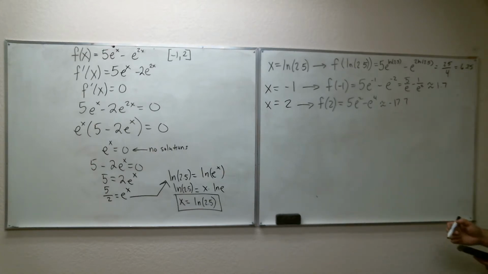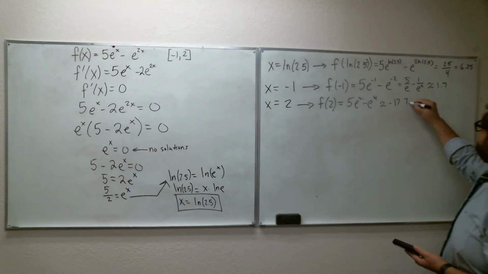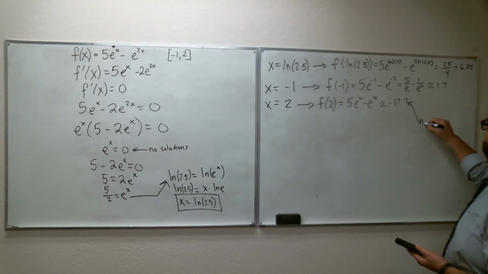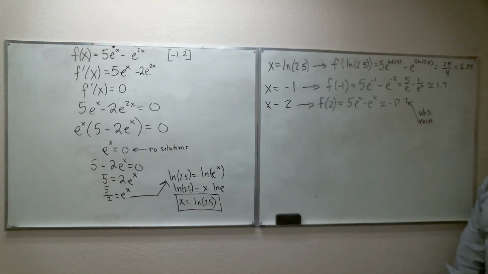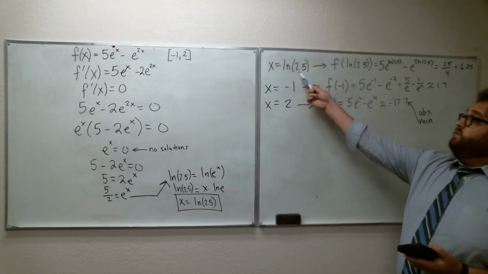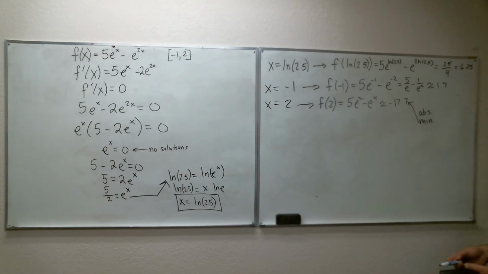So now what do you think? What's the biggest y value and what's the smallest y value? Well, I think there's the smallest, because it's negative 17. So it's the absolute smallest value on that interval. The absolute maximum and the absolute minimum are either going to be at a critical value or at the endpoint when using the extreme value theorem. So it looks like the highest value is that 6.25. So that's the absolute max.